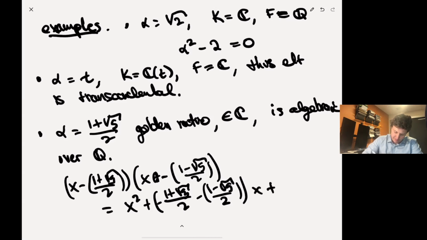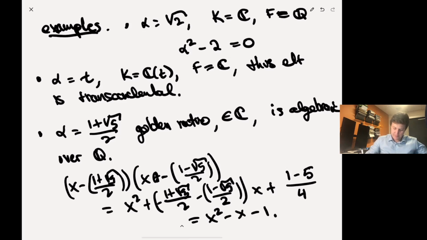Then they multiply together, so we have something over 4. We have a difference of squares, which is 1 minus 5. So this thing is x squared minus x minus 1. Okay, so this is the golden ratio. It's an algebraic number.